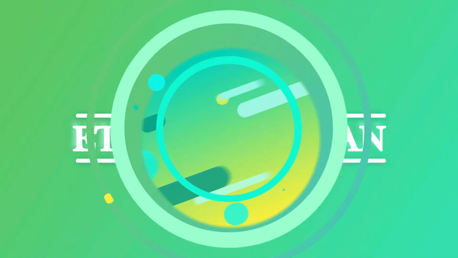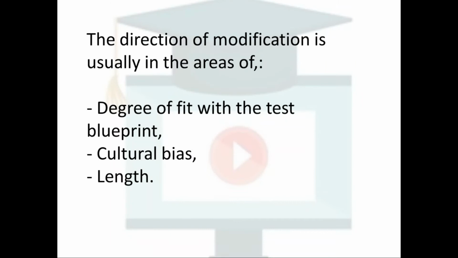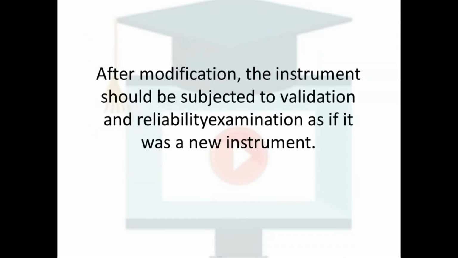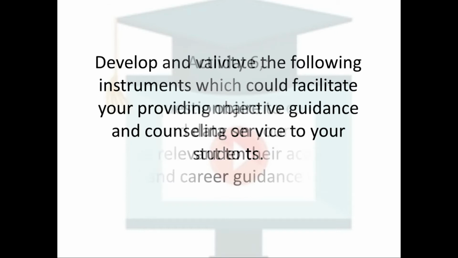The modification could also be major. The direction of modification is usually in the areas of degree of fit with the test blueprint, cultural bias, length. After modification, the instrument should be subjected to validation and reliability examination, as if it was a new instrument. Develop and validate the following instruments which could facilitate your providing objective guidance and counseling service to your students.